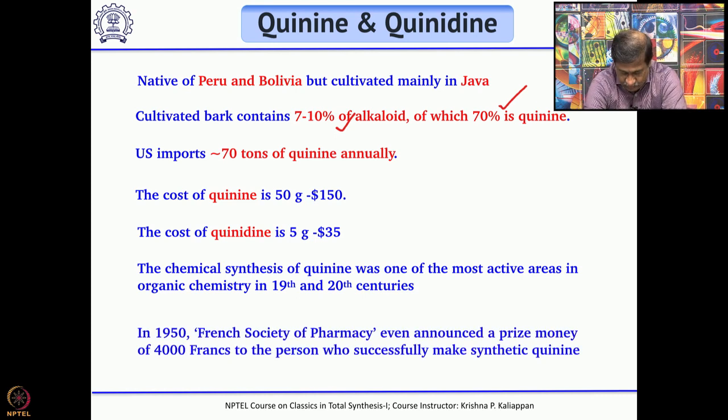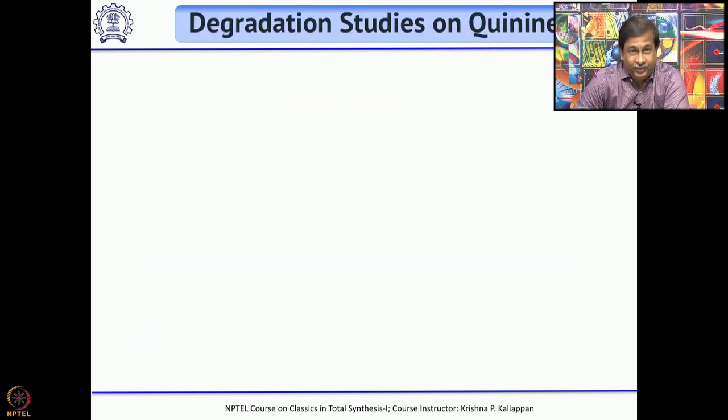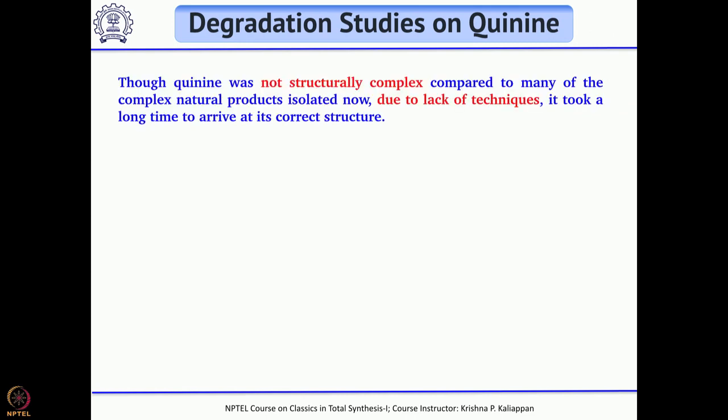In 1950, the French Society of Pharmacy announced a cash prize of 4,000 francs for the group which completes the chemical synthesis of quinine. However, it took much more time to come up with the synthesis of quinine. In fact, I would say it took about 100 more years. If you look at the structure of quinine, now you may feel that it is not structurally as complex as some of the natural products being isolated in recent years.